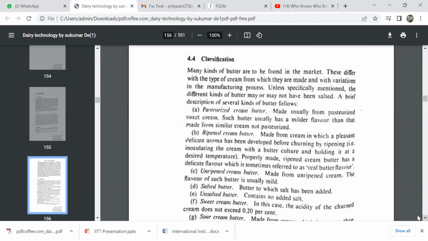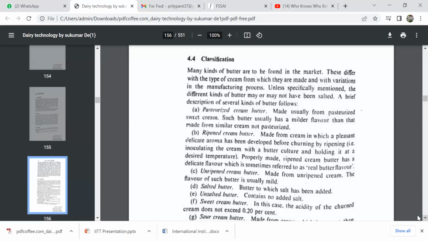There are different kinds of butter like pasteurized cream butter, ripened cream butter, unripened cream butter, salted butter, unsalted butter, sweet cream, sour cream, fresh butter, cold storage butter, dairy butter and creamery butter. Okay, so I'll take all these kinds of butter one by one. First one is pasteurized cream butter, which is made from the pasteurized sweet cream. Okay, it has a milder flavor in comparison to butter made from unpasteurized cream. You should remember this important point.